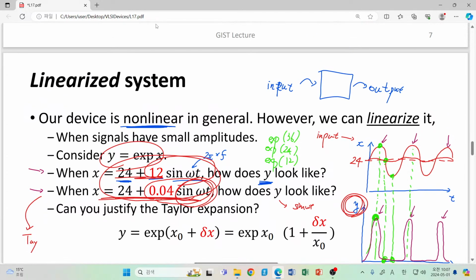So that's the reason why we say linearized system. This is a passive term.